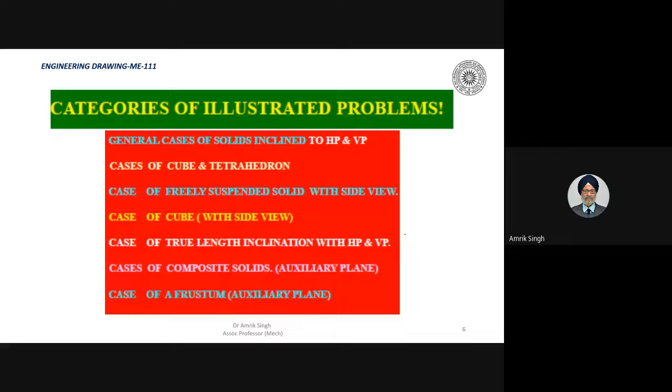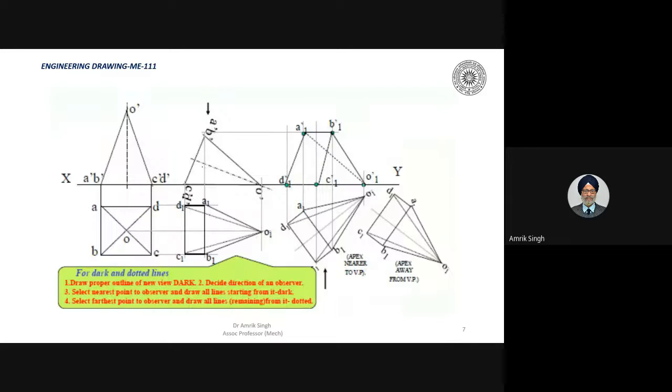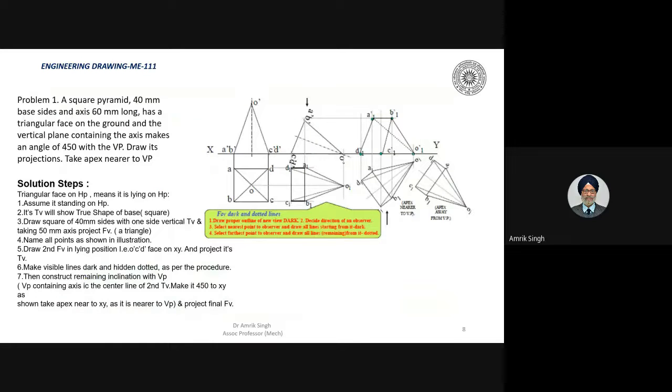So these are the categories. There can be a cube or tetrahedron. There can be a triangle. There can be a frustum. We will go only for the simple type of problem in your case, that is a solid cube or a solid pyramid. So you see, this is the first problem. You try to understand this problem, how we have made it, and you can practice this as homework.